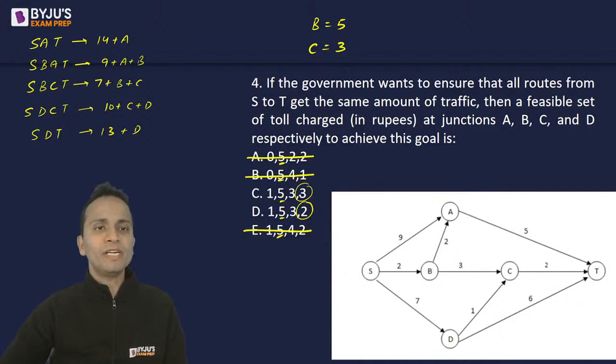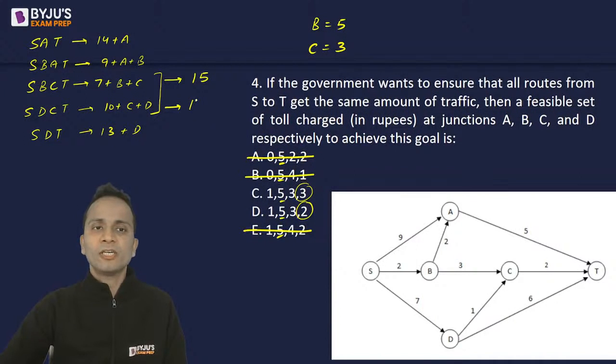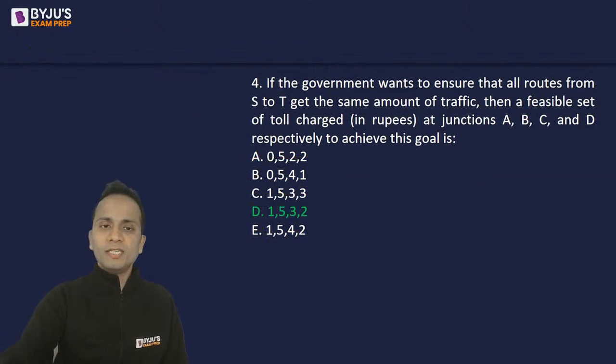So if there is a difference in the value of D, I will check these two routes. The value of B and C are 5 and 3 respectively. So the cost of this route is 15. Okay, the cost of this route is 15. So this should also be 15. So 10 plus C, 10 plus 3 is 13 plus D. So the value of D to make these two equal should be 2. So D should be 2. Option C is also eliminated and the answer will be option D.